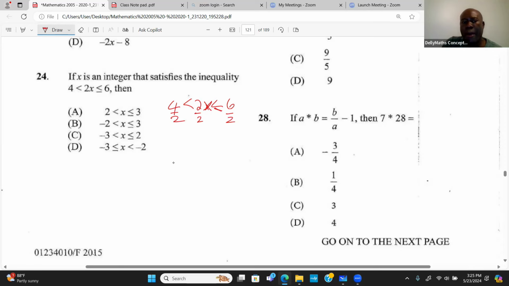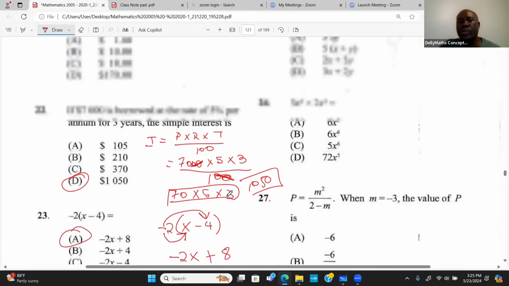When we do so, 4 divided by 2, we're left with 2. We're going to put back our same sign. 2 cancels itself right there. So x is less than or equal to 3. So we're looking for 2 less than x, which is less than or equal to 3. My answer is actually A. All right, so that's 24. Let's see what 25 is about.